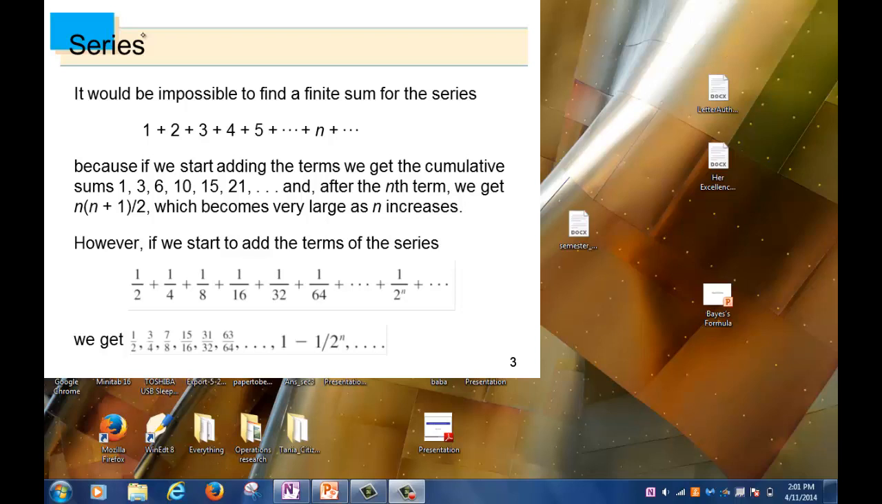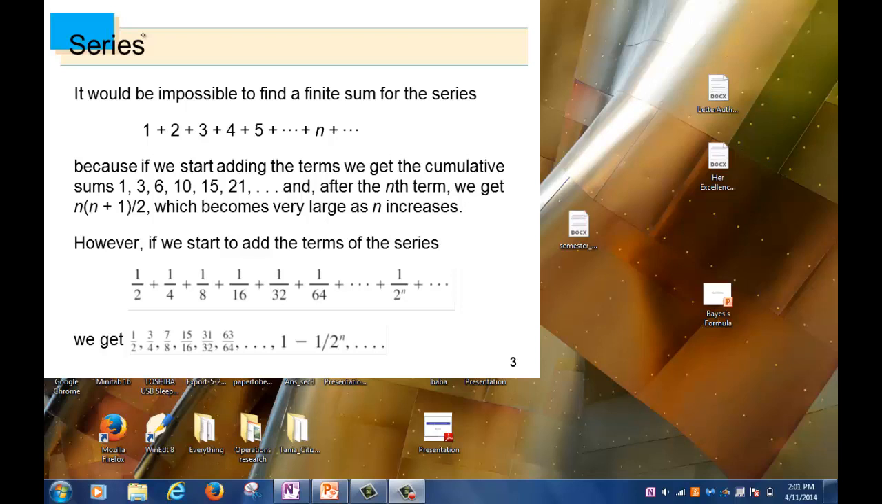And the answer is no, because as you add more and more terms of the sum, if I add the first term, I get 1. If I add the first 2 terms, I get 3. The first 3 terms, I get 6. The first 4 terms, I get 10, and so on. As I add more and more terms, the sum is getting bigger and bigger. It's not really approaching a specific number. So this sum should not make sense.